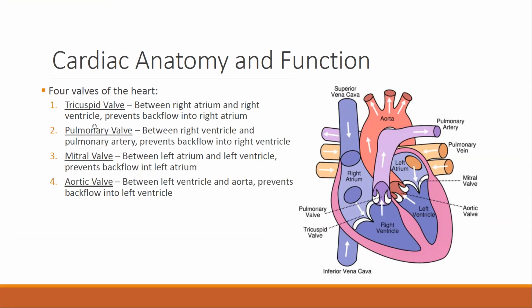And so the first thing we have is the tricuspid valve, and this is the valve that exists between your right atrium and your right ventricle. So it's actually this valve right here. And it gets that name because it has basically three leaflets. So that's why it's called tricuspid.